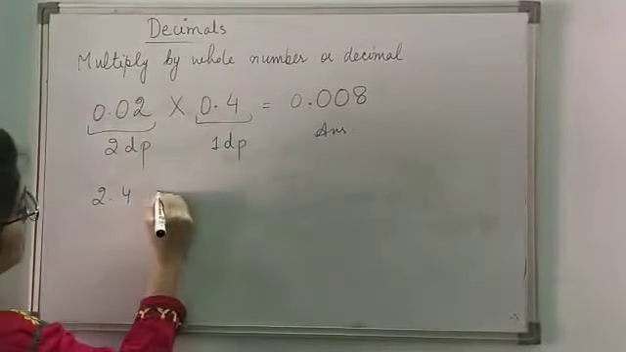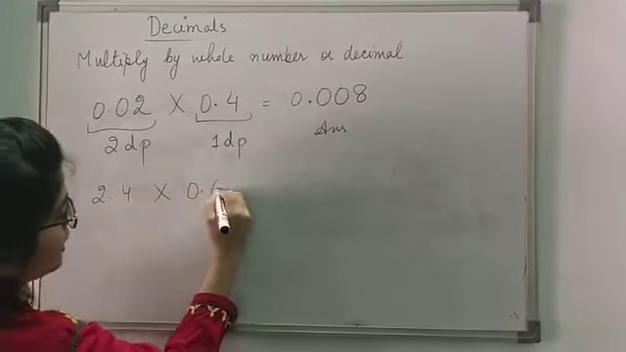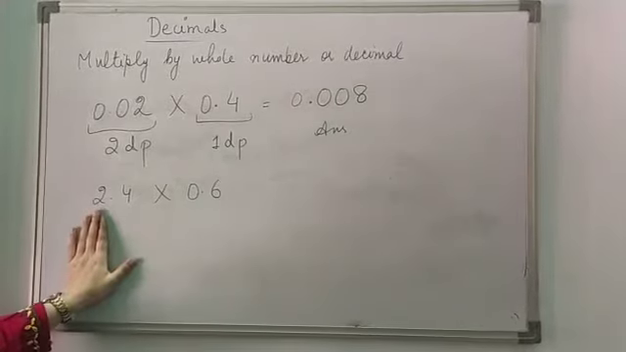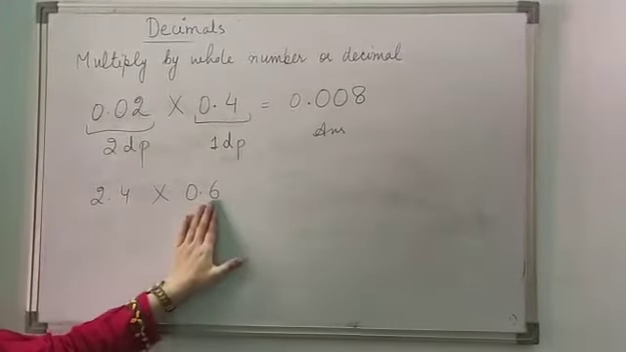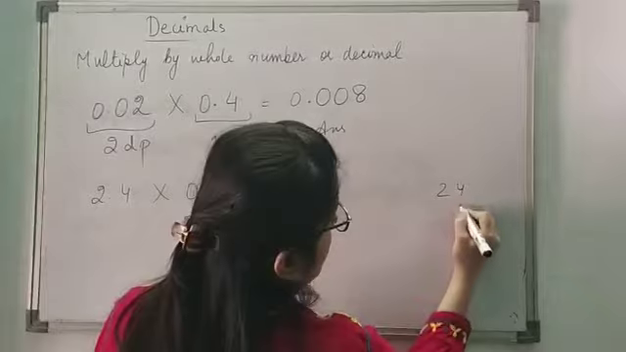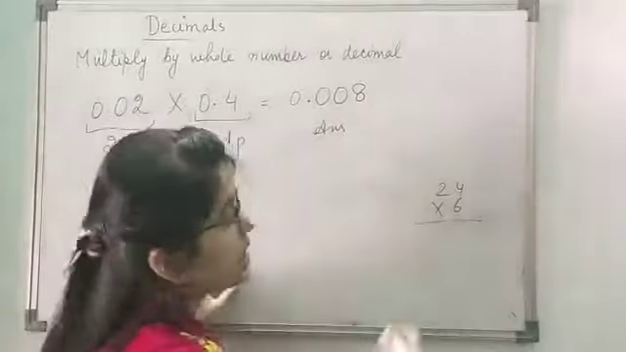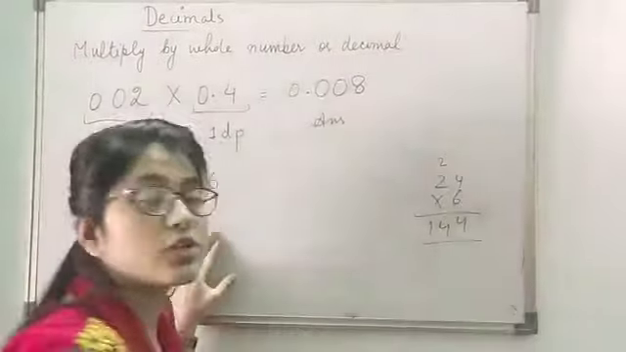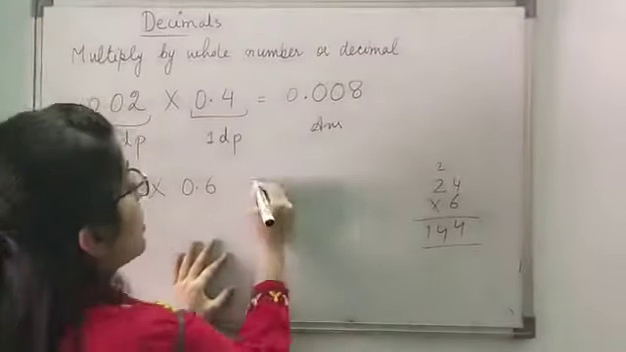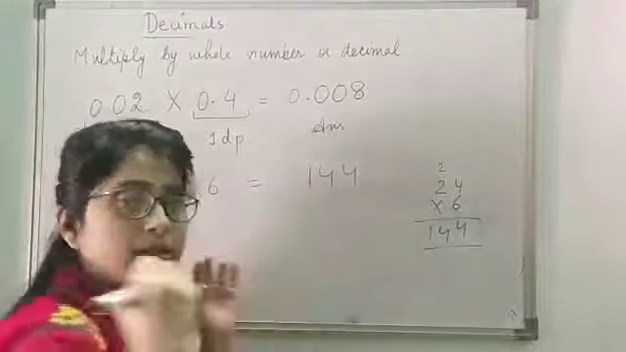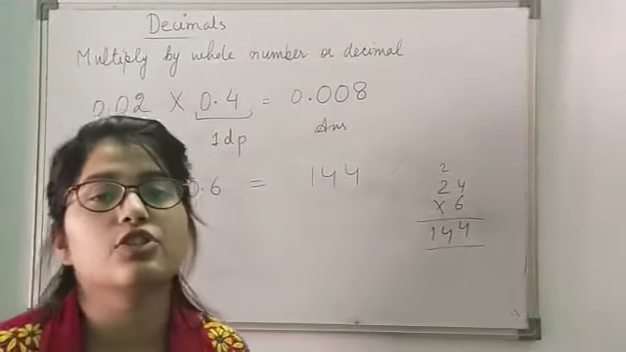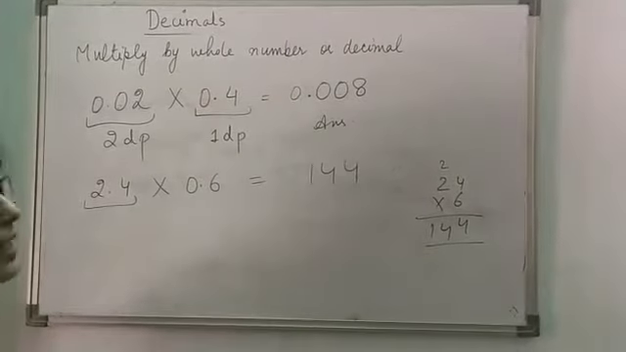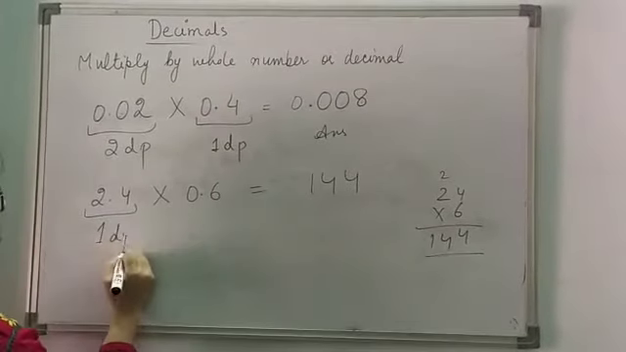Similarly, if I take 2.4 multiplied by 0.6, first of all, ignore the decimal. That is your 24 multiplied by 6. Somewhere in the corner you can multiply 24 into 6. 6 4s are 24, 6 2s are 12, 13, 14. That is your 144. Once you get this, then you simply check the decimal places. Here how many decimal places? Absolutely correct, one decimal place.